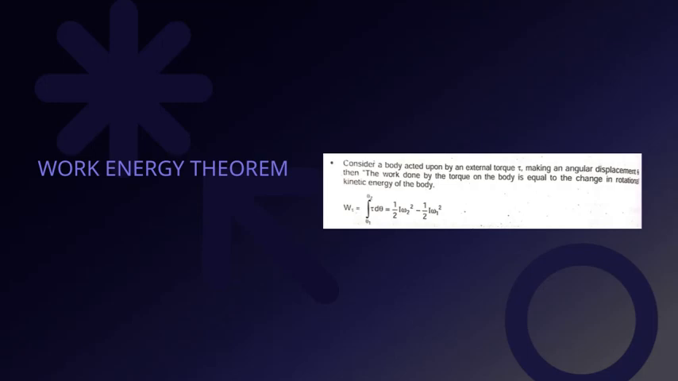Let's take a closer look at the work-energy theorem. This fundamental principle tells us that the work done on an object is equal to the change in its kinetic energy. In other words, when you apply a force to move an object, the energy you put into it shows up as a change in how fast it's moving.